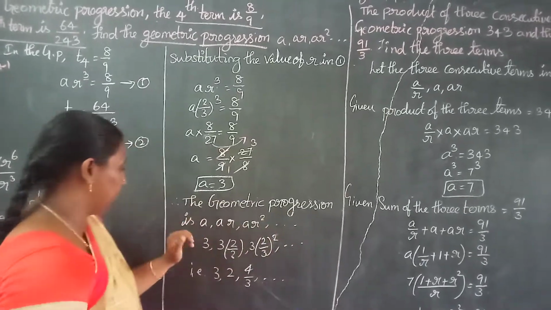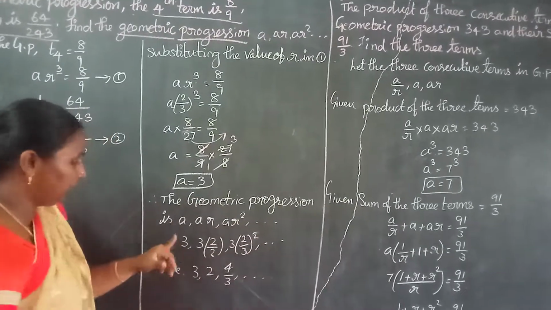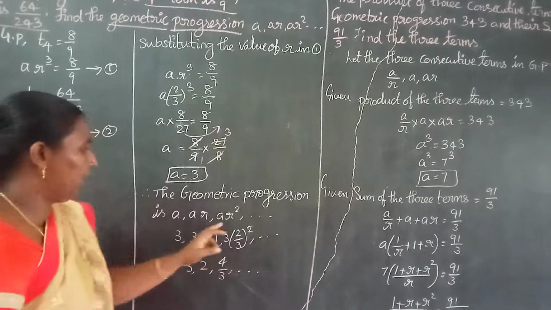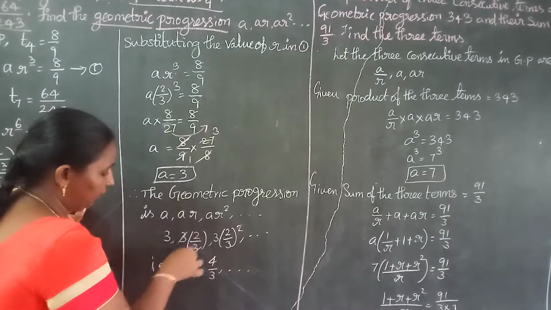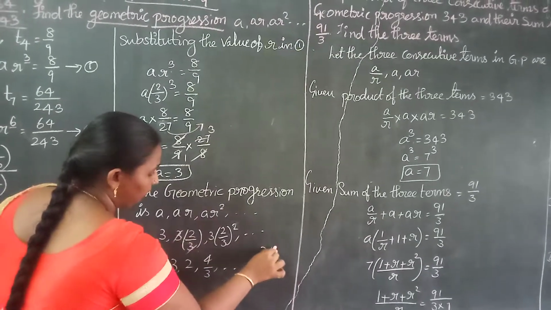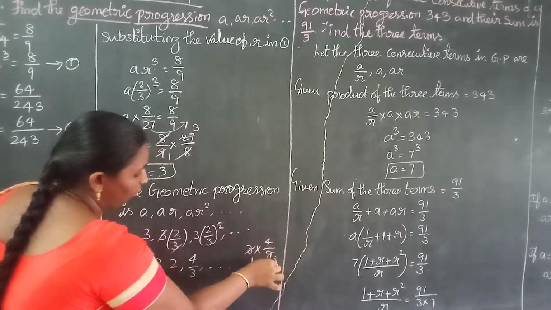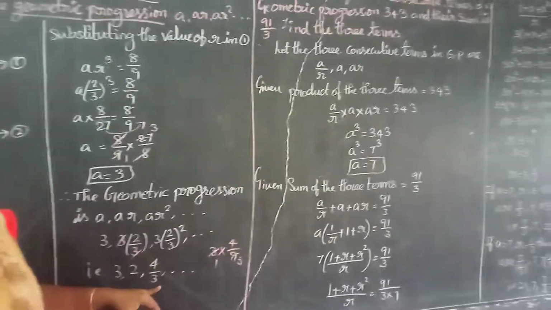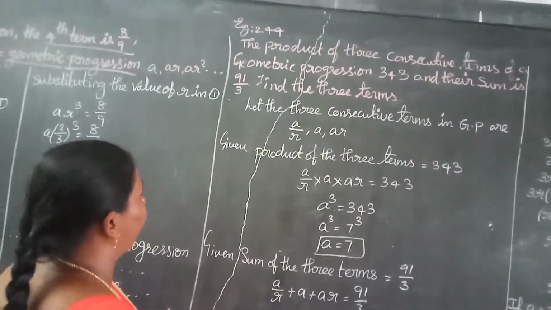Therefore the geometric progression is A, AR, AR square and so on. A is 3. AR is 3 into 2 by 3. AR square is 3 into 2 by 3 whole square. So 3 will get cancelled, you will get 2. Here 2 square is 4, 3 square is 9. So cancel this, you will get 4 by 3. So that only I will get. So you will get the GP as 3, 2, 4 by 3 and so on. Did you understand this sum? Move on to the next example 2.44.